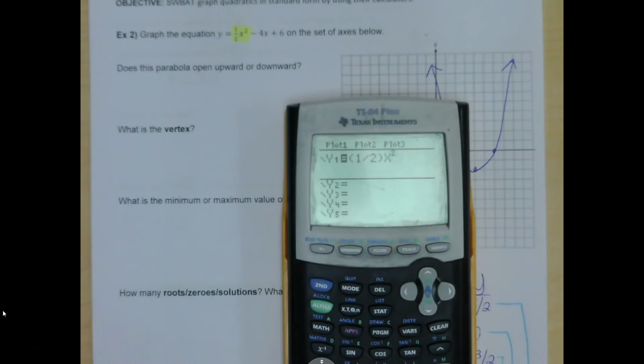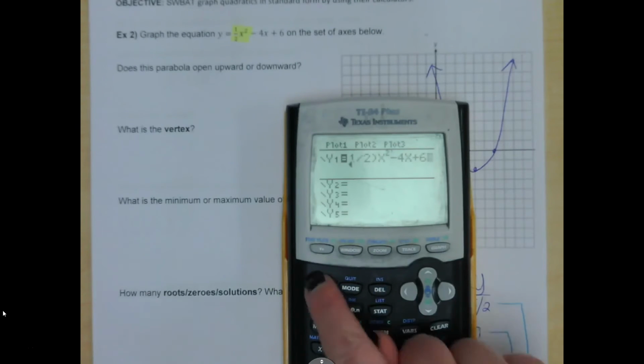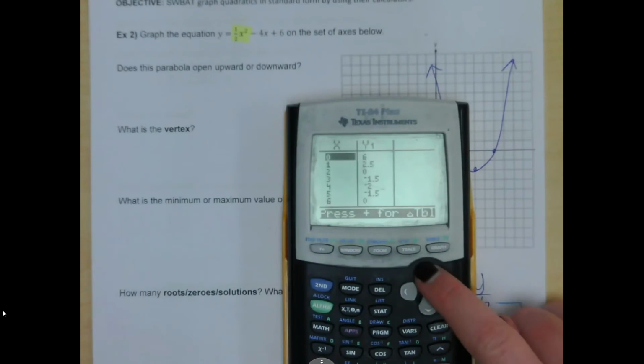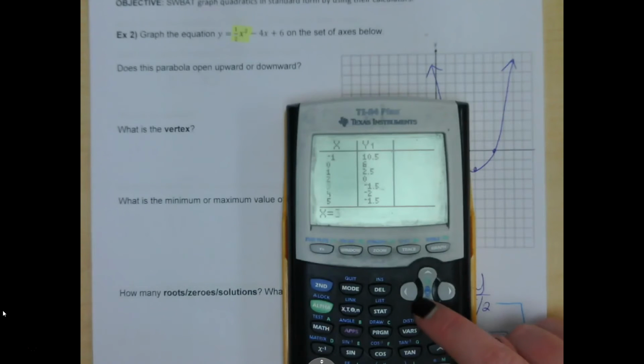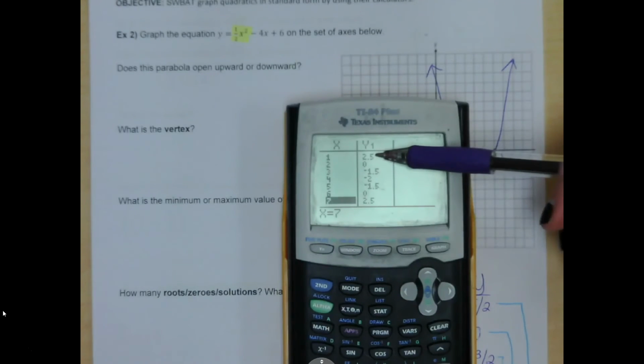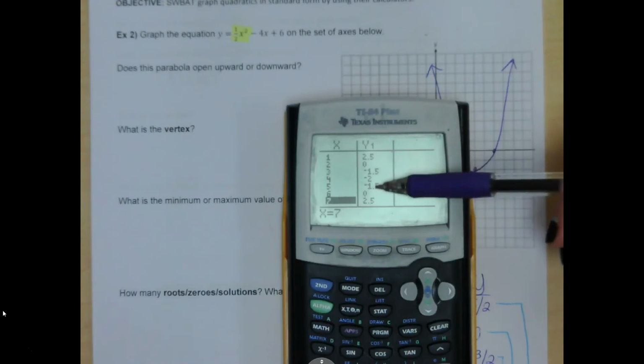Okay, so either way, whatever is easier for you to work with, both ways of typing it in are correct, so just be aware of that. Then we would have had minus 4x plus 6. When I go to my table and I scroll because I want to look for that balance, do you notice how I have decimals at the top and the bottom? I have some decimals in the middle.